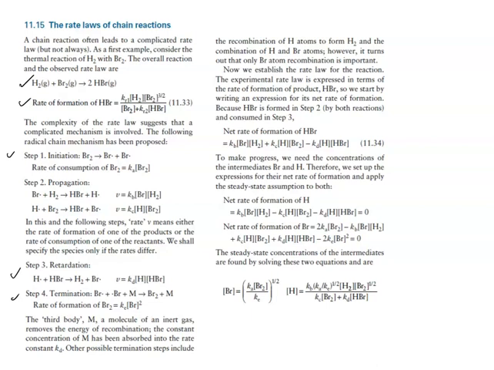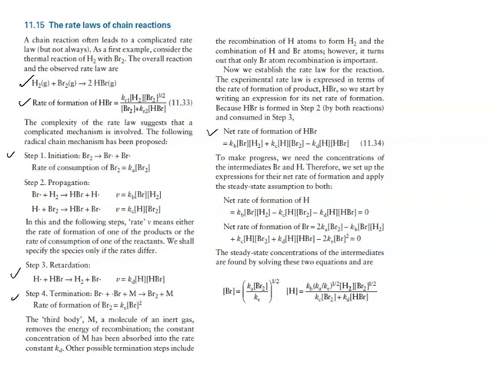Now we establish the rate law for the reaction. The experimental rate law is expressed in terms of the rate of formation of product, HBr, so we start by writing an expression for its net rate of formation. Because HBr is formed in step 2 by both reactions and consumed in step 3, we see the following. The net rate of formation of HBr is a term which takes all three of these processes into account, two of formation and one of removal.